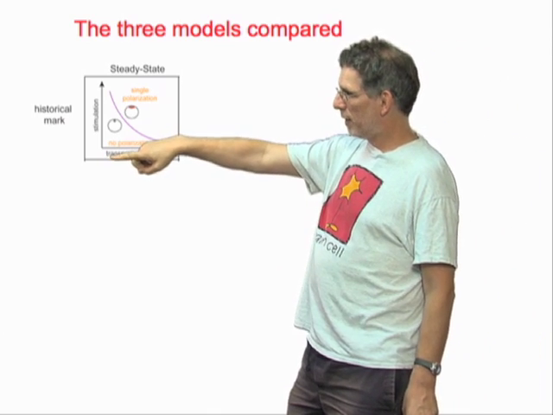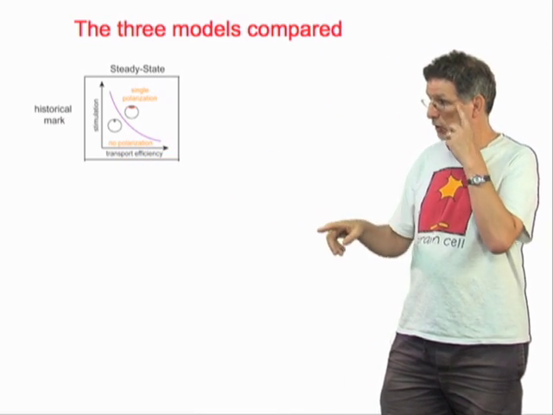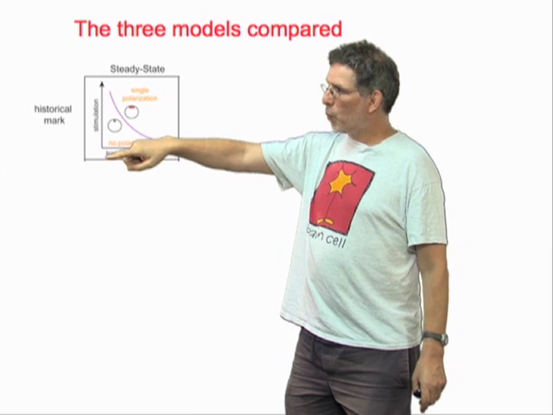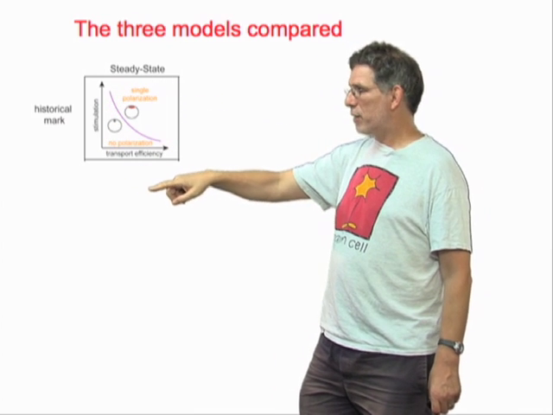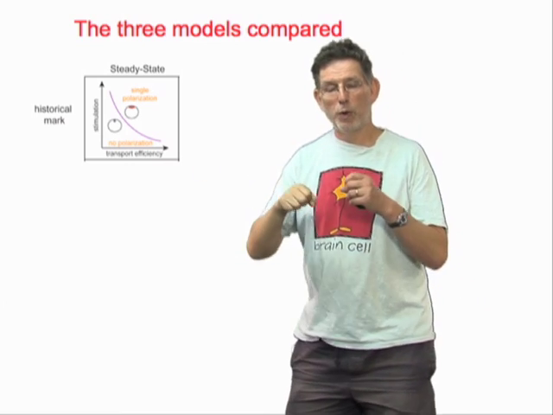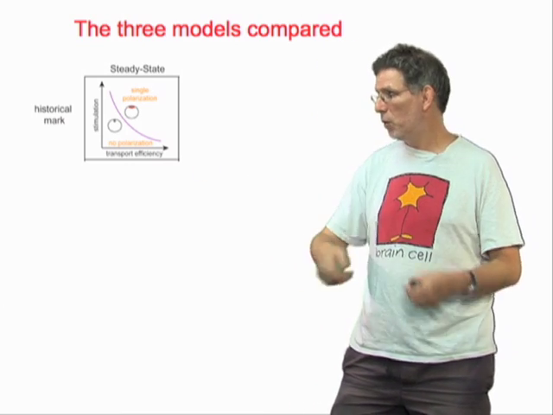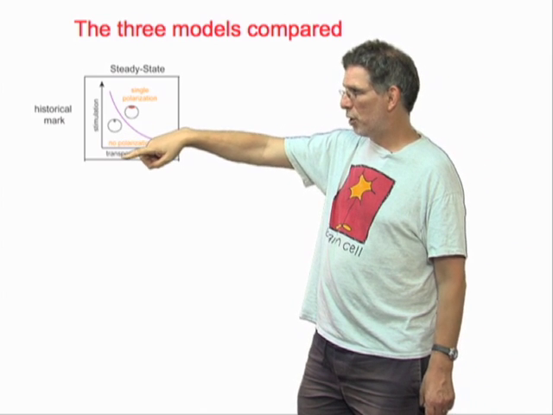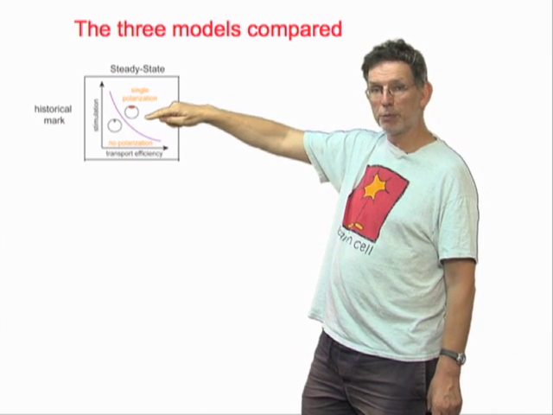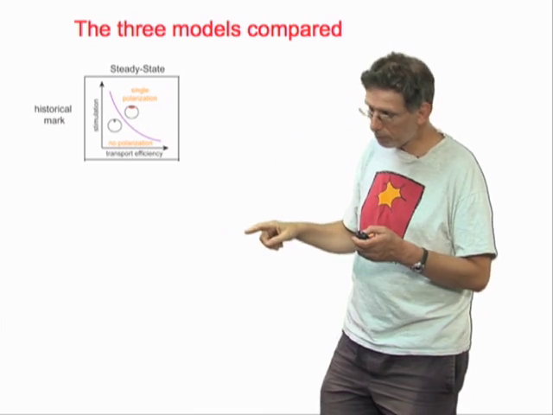So on the x-axis is the efficiency with which you transport things towards the surface of the cell. On the y-axis is how hard we're stimulating the cell, how much pheromone we're adding. Here's the historical mark model, the first one, where we're just going to use the instructions that tell you where to bud to tell you where to shmoo. It's pretty simple. Above some threshold, there's no polarization. Above it, the cell's polarized. We know where they're going to polarize. They're going to polarize where the mark was.